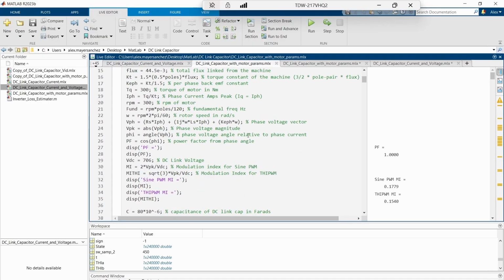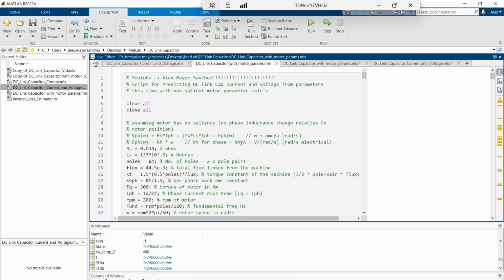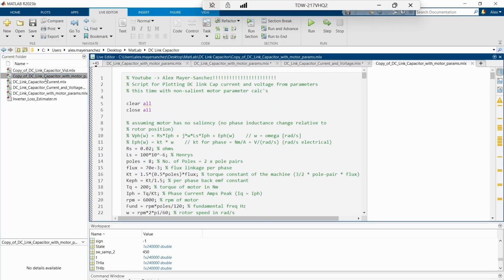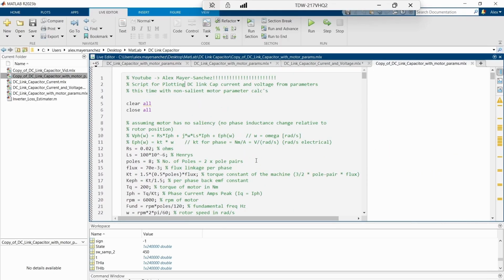And in part 3, I'm going to be talking about how I added these parameters at the beginning that calculate what the power factor and the modulation index are for a given motor from certain motor parameters. So, the script for plotting DC link capacitor current and voltage from parameters, this time with non-salient motor parameter calcs.